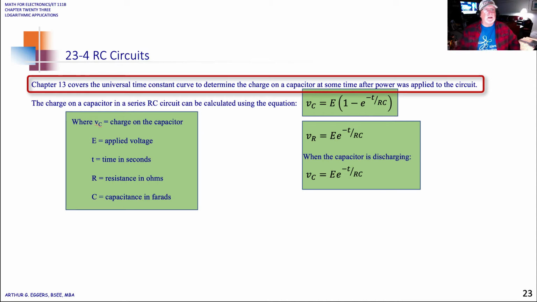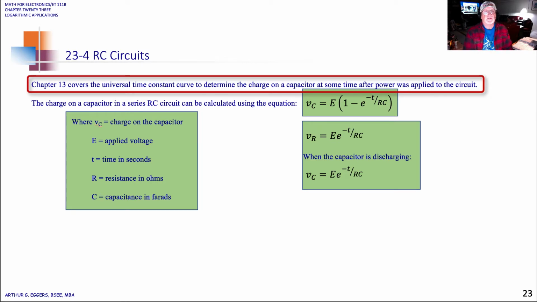So now we're down to the very last section in 23. We're going to look at the use of the natural log and Euler's e, and how it applies to RC circuits. Chapter 13 covered the universal time constant curve to determine the charge on a capacitor at some time after power was applied to the circuit.